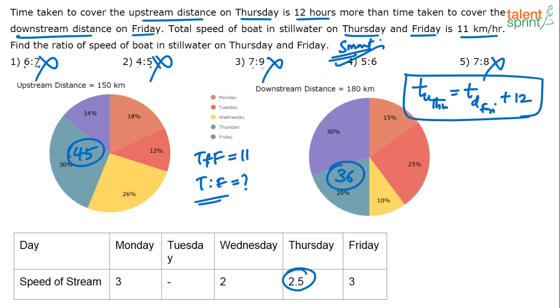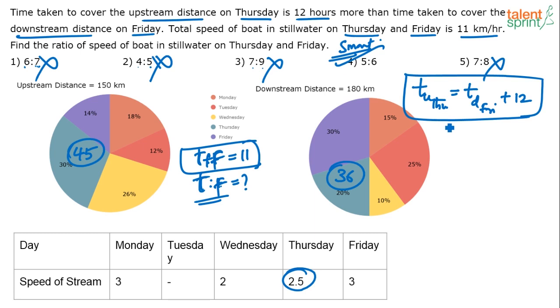Otherwise, just play with this. I mean, this is one equation that we have. This is the other equation we have. Only two equations, and there will be two unknowns. You can solve for those two unknowns to get the answer. Yeah. Anyway, let me write the full equations that you can solve it yourself when you want to. So what will be the equation?